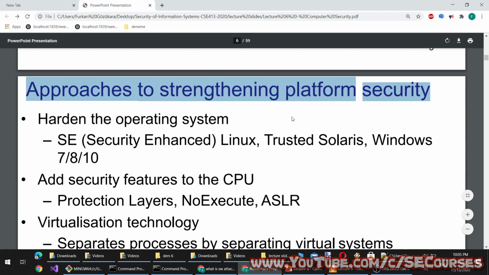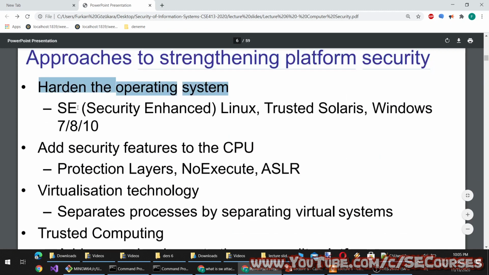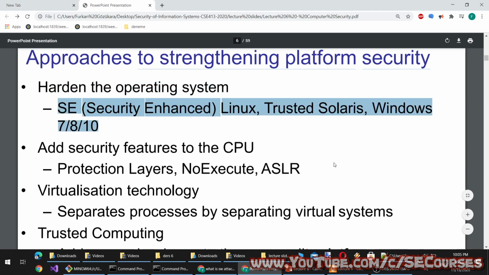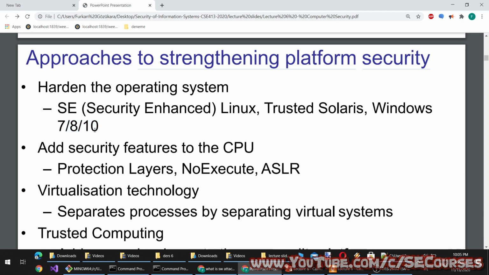Approaches to strengthening platform security. Harden the operating system. SE Security Enhanced Linux, Trusted Solaris, Windows 7, 8 and 10. Okay. So with Windows 7, Microsoft started to improve their platform security. Of course, it is the best at the moment with Windows 10.